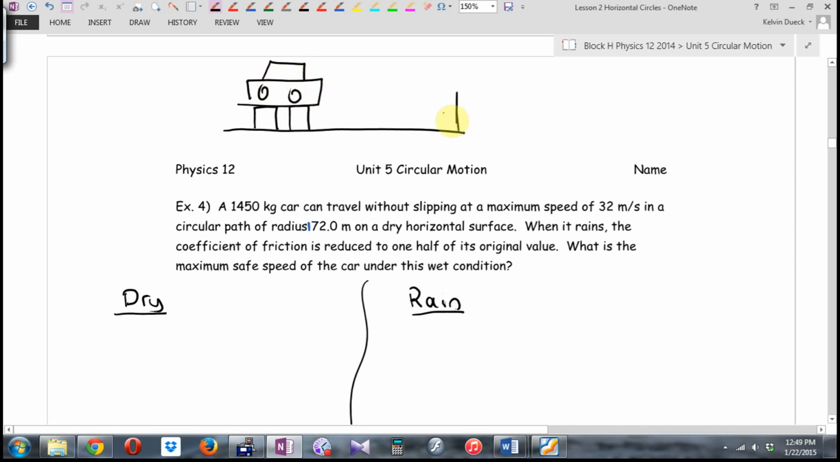And you know what? Just for giggles, I'll have it go around the corner this way. Now it's making a left turn instead of a right turn. What are the forces acting on this car? Get the obvious ones.